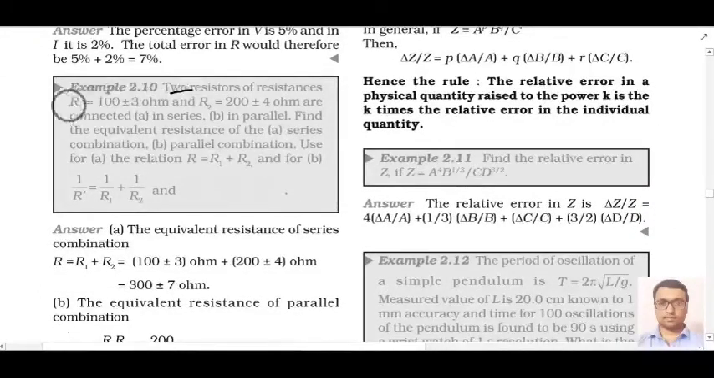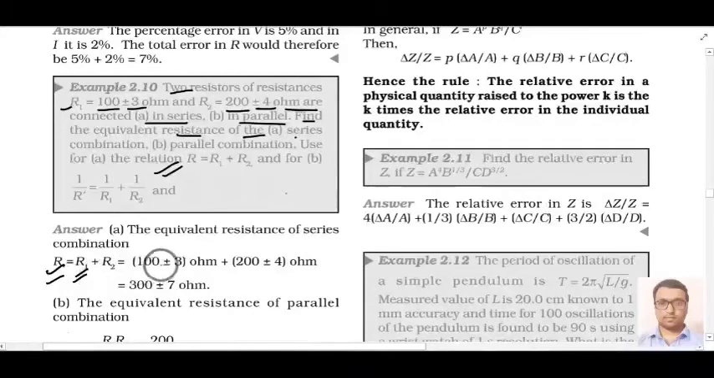In the next example, one resistance is given by 100 plus minus 3 and the second resistance is given by 200 plus minus 4. Both are connected in series and then in parallel. We have to find the equivalent resistance with the possible value of error. In series, the formula for equivalent resistance is R1 plus R2. So the first value is 100 plus minus 3 and the second value is 200 plus minus 4. The total will be 100 plus 200, that is 300, plus minus 7, because both errors will be added.